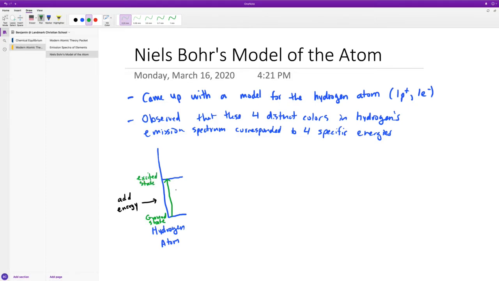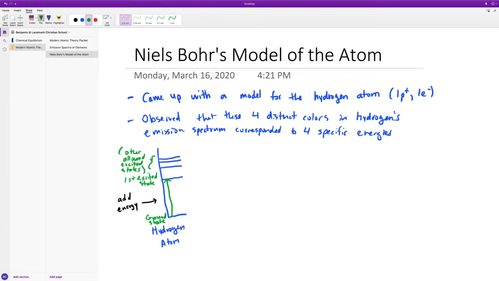And he imagined that there's very specific excited states that are allowed. Okay, so those other blue lines that I've drawn there would be other allowed excited states. Okay, but for the moment it's just up into this first excited state.